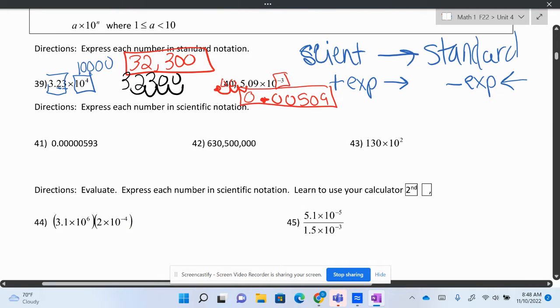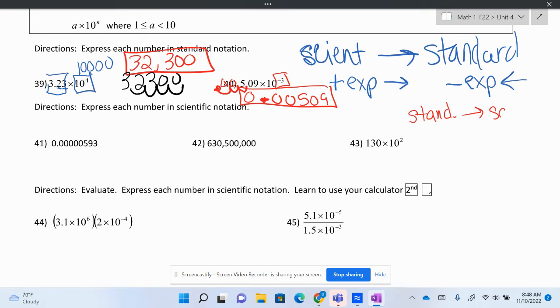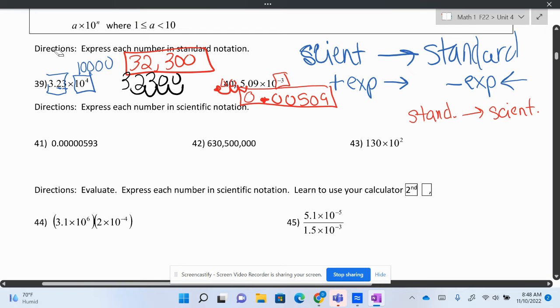If you're going from standard form to scientific, you do it the opposite way. If you have a positive exponent, well, the positive exponent, I'm not even going to write that out. I think that's going to be confusing. Here's what I want you to think about.